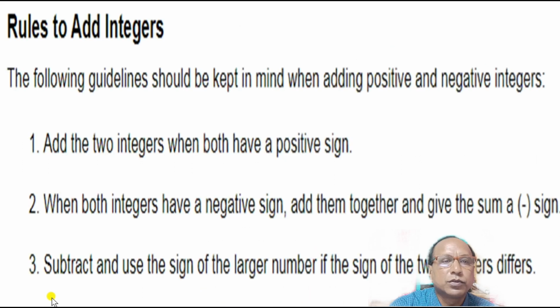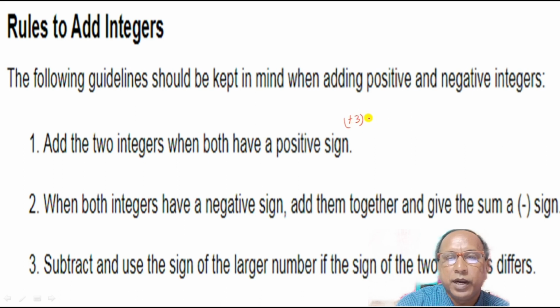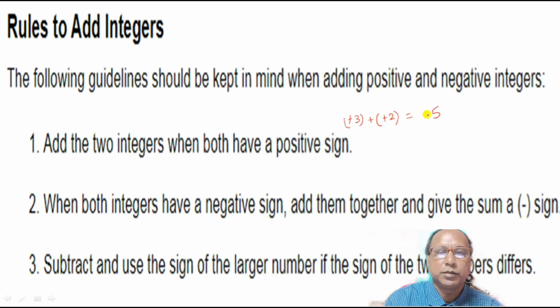What are the different rules to add integers? The following guidelines should be kept in mind when adding positive and negative integers. Add the two integers when both have a positive sign. Suppose we have two numbers, +3 and +2. We want to add the two integers, and first add the values 3 + 2, that is 5, and it will be +5.